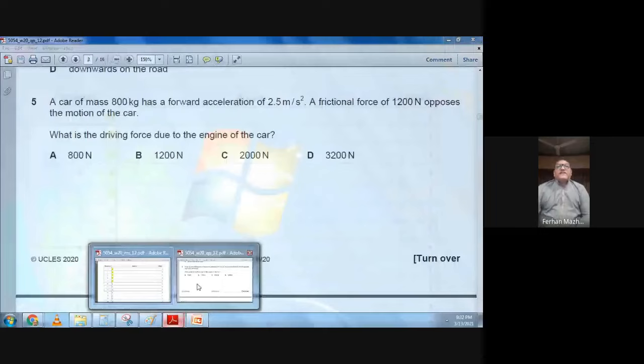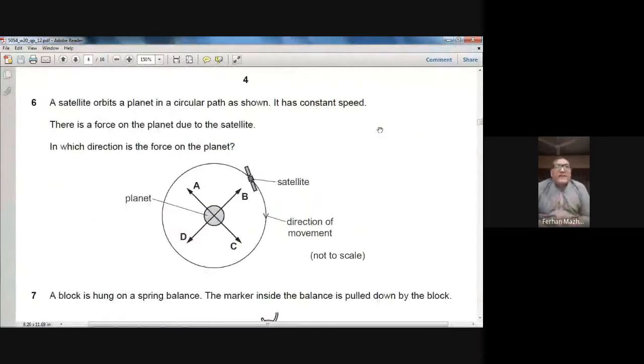Okay, question number 6 is on your screen. A satellite orbits a planet in a circular path as shown. It has constant speed. There is a force on the planet due to the satellite. In which direction is the force on the planet? The force between the satellite and the planet is the gravitational force of attraction. The satellite will be attracting the planet, and the planet will be attracting the satellite.